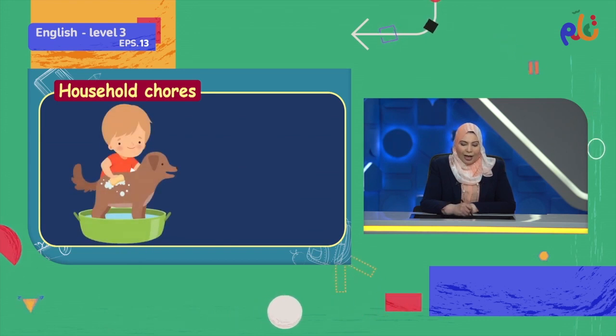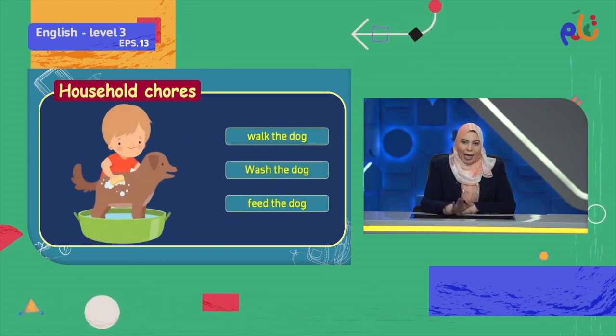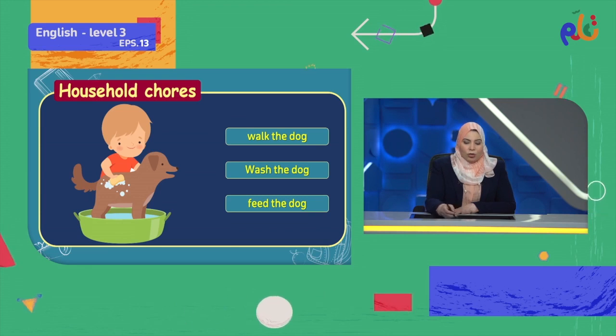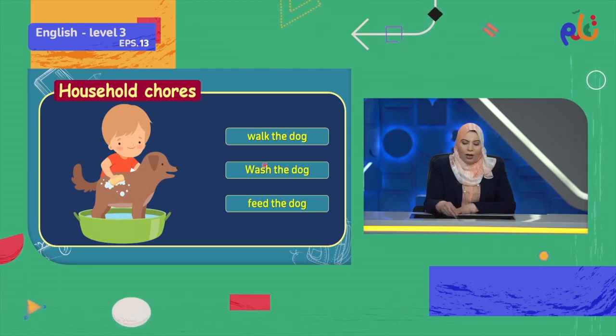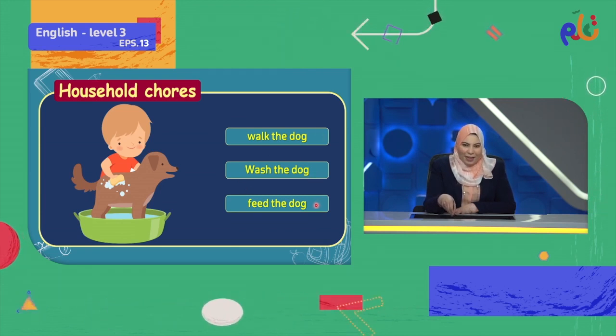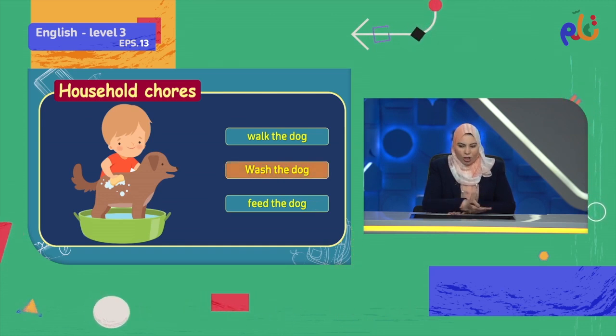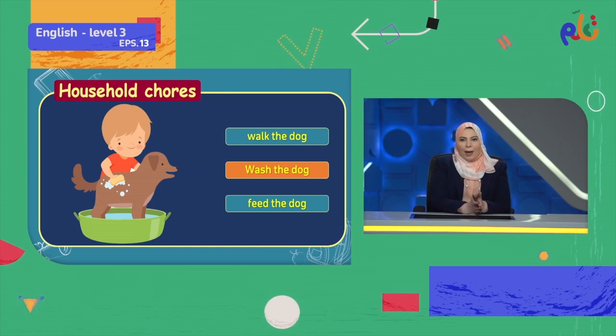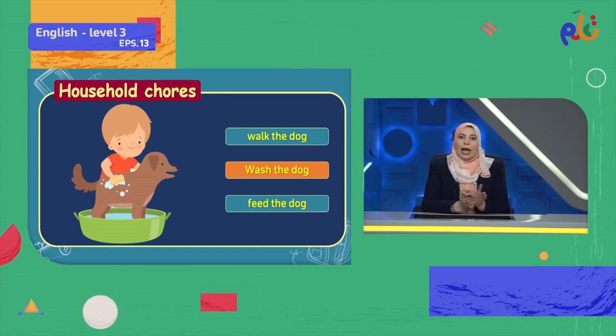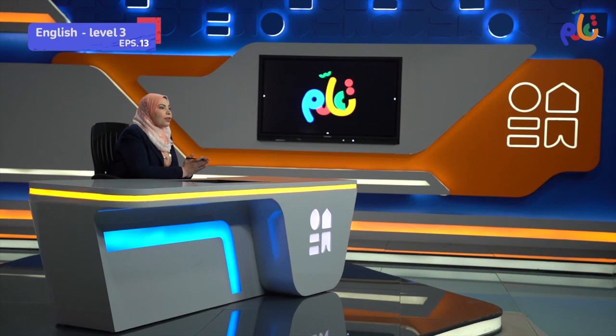And the last one that we have is again related if you have a pet. So here we have walk the dog, wash the dog, or feed the dog. So this time we're talking about washing the dog. So if you have a pet, you have different options and different chores, different responsibilities that you have to do for your pet. You need to feed it, wash it, and walk it. These are the three things that you can do for your pet.